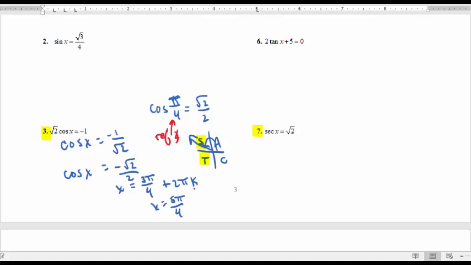So my general solution would be that plus 2 pi k. And for 5 pi over 4, same thing. Keep wrapping around the circle in either direction. And I come up with 3 pi over 4 plus 2 pi k, 5 pi over 4 plus 2 pi k.